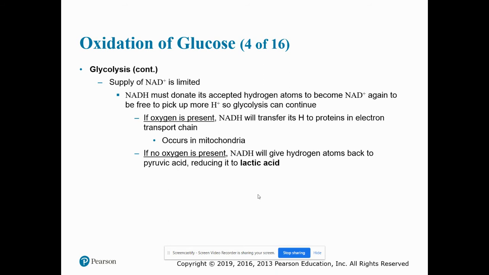If oxygen is present, NADH will transfer its hydrogen to proteins in the electron transport chain, and that occurs in the mitochondria. If no oxygen is present, NADH will give its hydrogen atoms back to pyruvic acid, reducing it to lactic acid. And you may have actually experienced this if you've ever been working out, and let's just say you decided that you want to work out to exhaustion. At some point, you're going to start to feel the burn, and the burn is lactic acid.